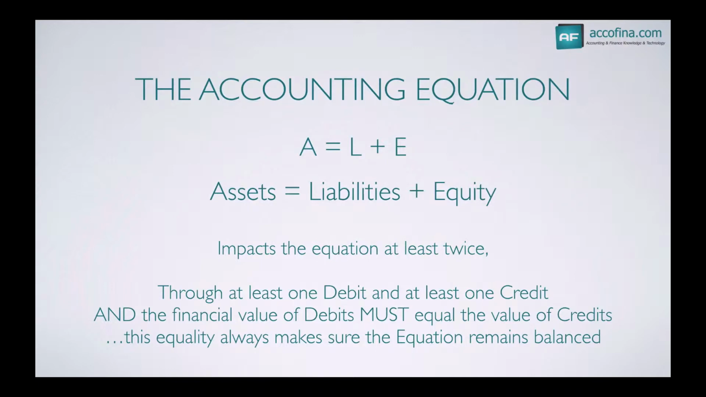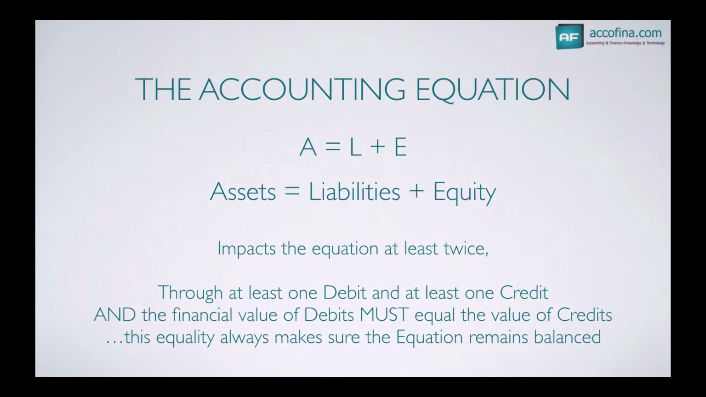So we've got these rules. A transaction impacts the accounting equation at least twice. It impacts the accounting equation through debits and credits. And the debits and credits make the corresponding assets, liabilities, and equity either go up or down. And the financial value of the debits must equal the financial value of the credits. Now, if all of these things hold up, this equality is what makes sure the accounting equation remains balanced.